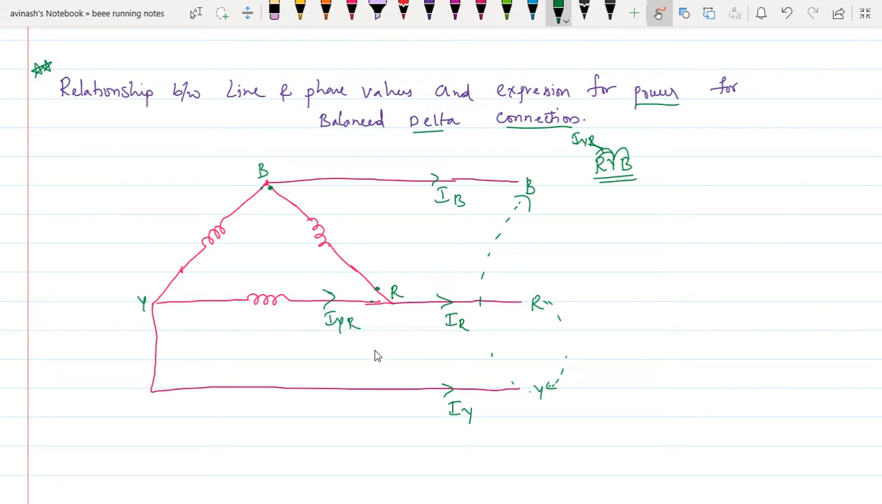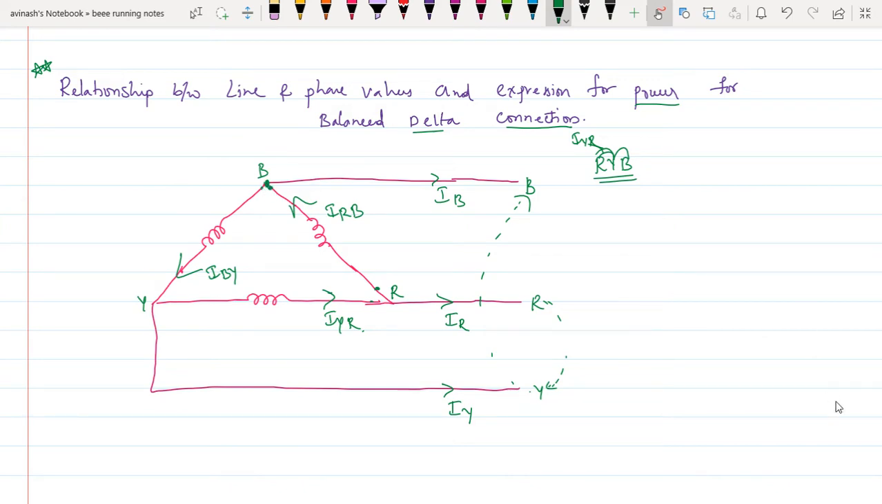R to Y and Y to R will be the same. Next, Y to B or B to Y will be another current here. Next, R to B: RY, YB, and BR. From R to B, we get one more current here, IRB, the current which is flowing from R to B. This is the point you have to remember here.